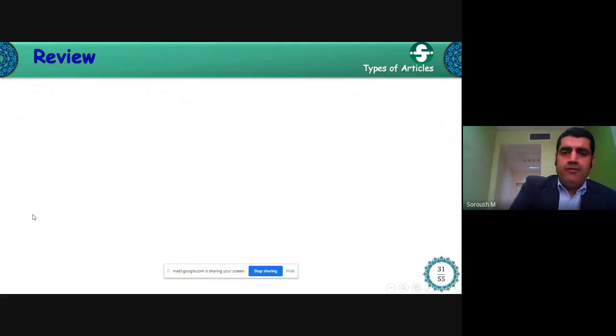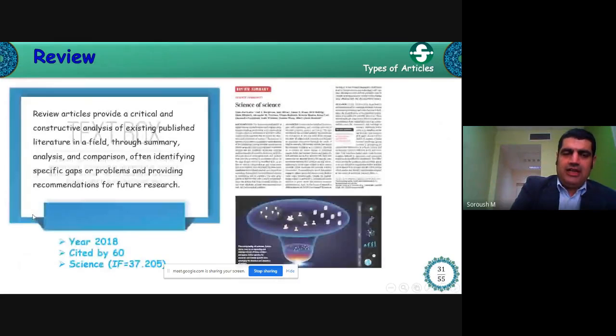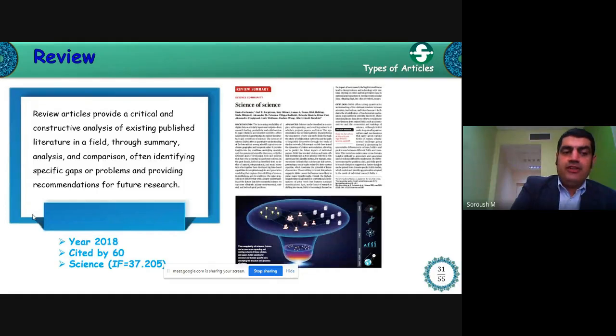Also, we have review papers, which have their own definition and provide a critical and constructive analysis of existing published literature in the field. So it is very important to find the gaps or problems to be cared for and open the future horizon to the readers, showing which aspects would be of importance for future research.